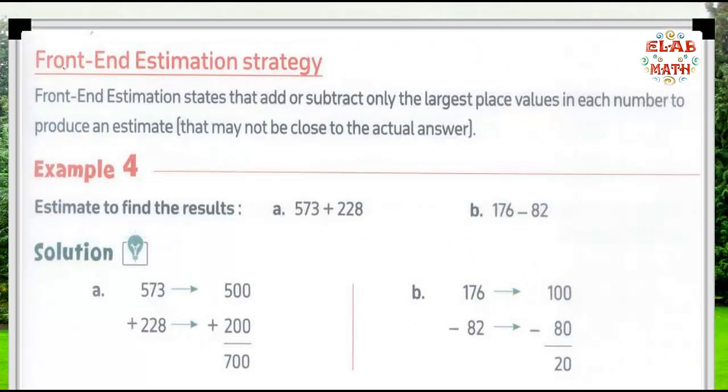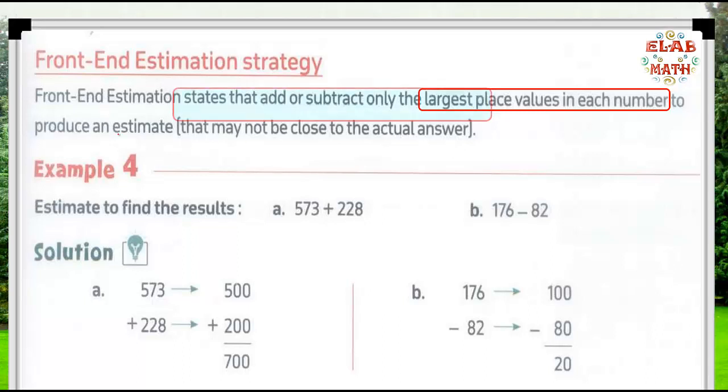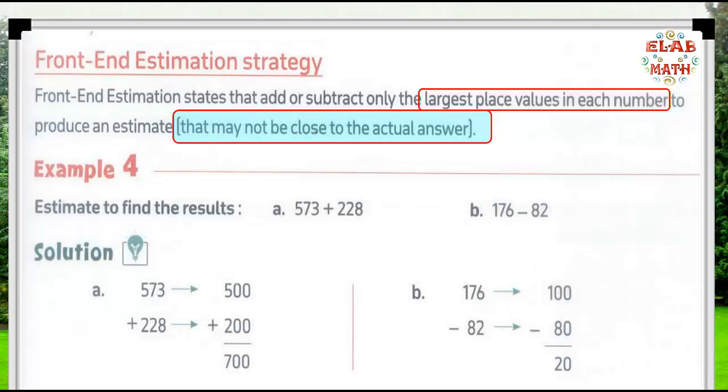Next strategy is the front-end estimation strategy. The front-end estimation strategy states that you add or subtract only the largest place value in each number to produce an estimate that may not be close to the actual answer. Not all the time will it be close to the actual answer. For example, estimate to find the result. I have here 573 plus 228, and we learned in the previous lesson how to make a front-end estimation.